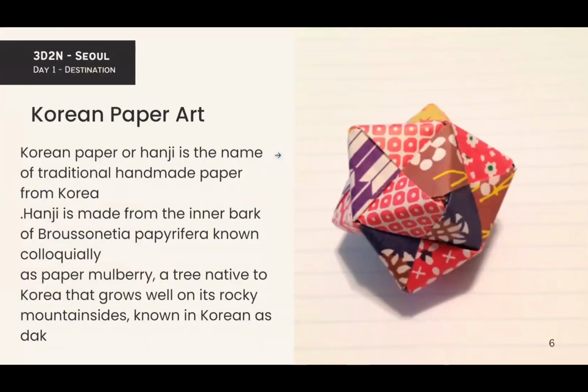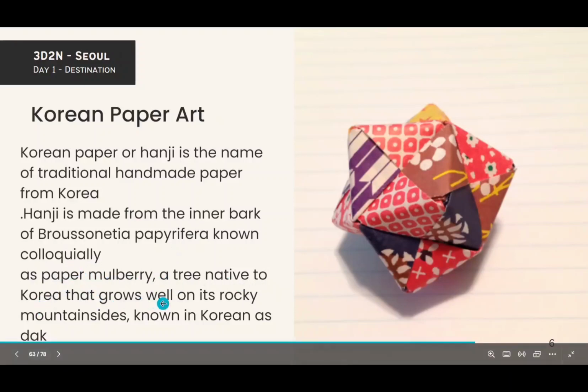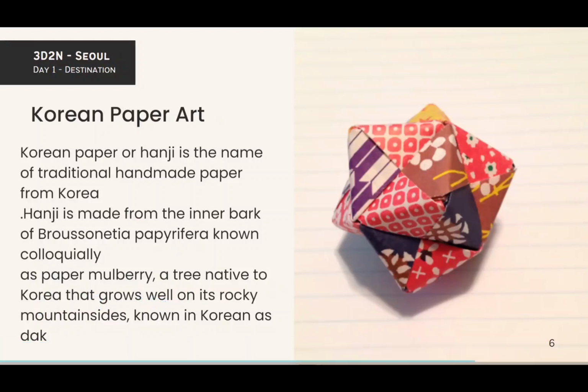Korean paper art. Korean paper art, or hanji, is the name of traditional handmade paper from Korea. Hanji is made from the inner part of Broussonetia papyrifera, known colloquially as paper mulberry, a tree native to Korea that grows well on rocky mountainsides, known in Korea as dak.